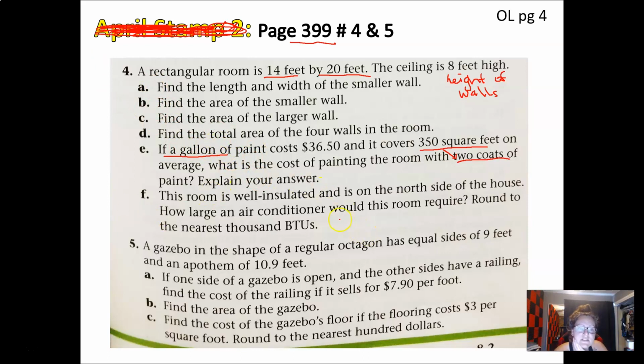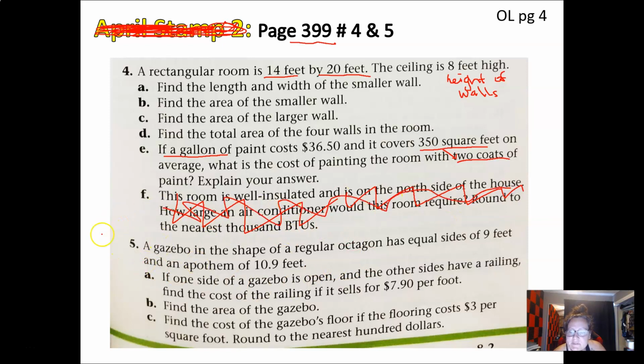Okay, this room is well insulated. How large an air conditioner would this room require? You can skip that one. That's dumb. I don't like it. Yeah, definitely skip F. Sorry.